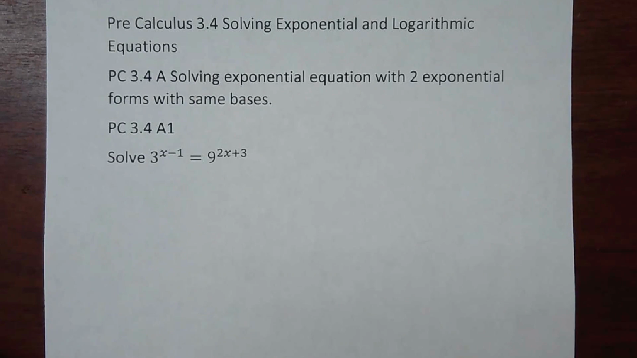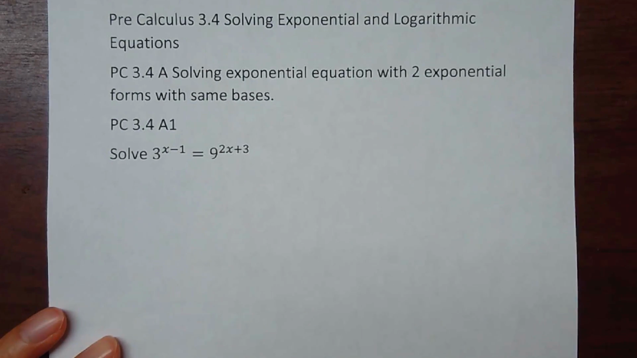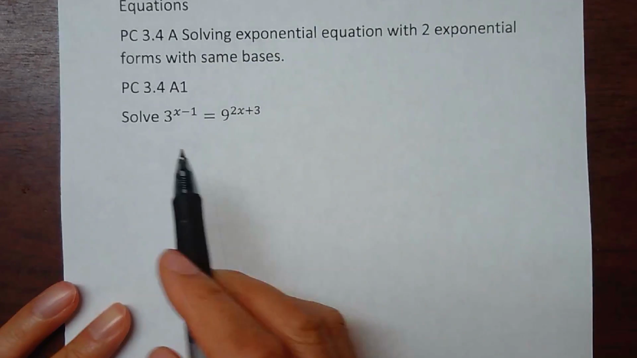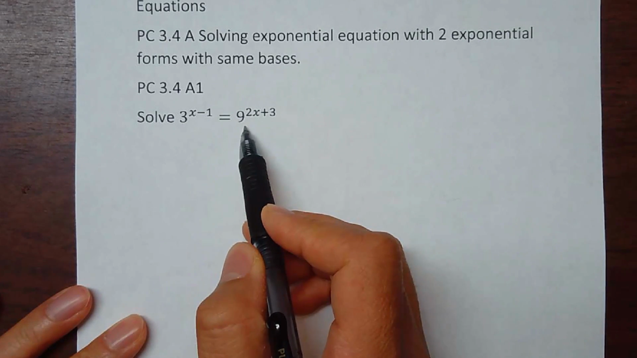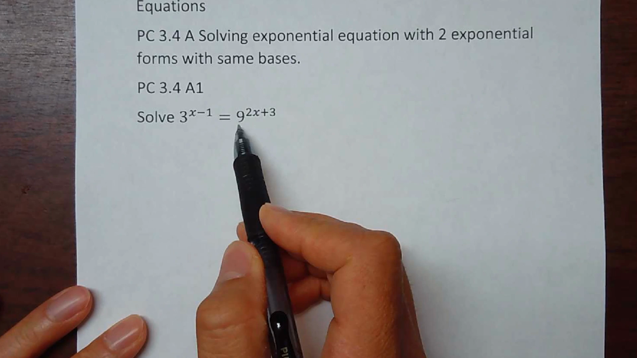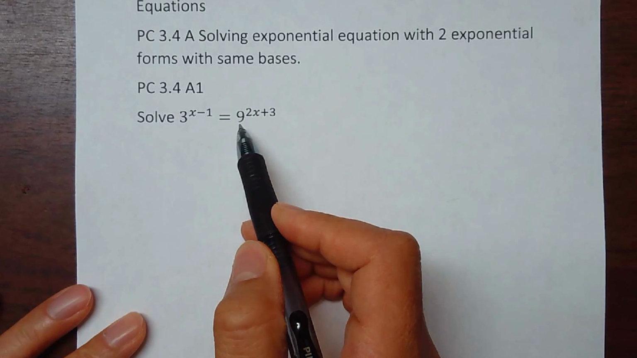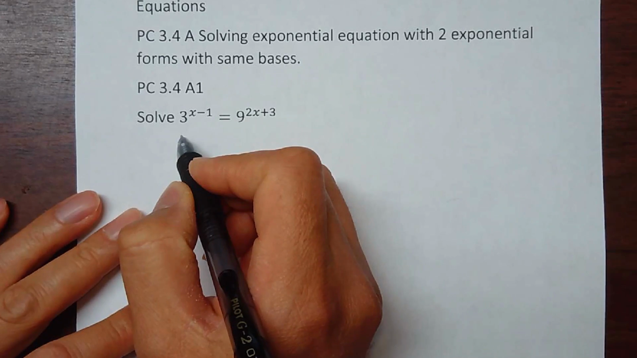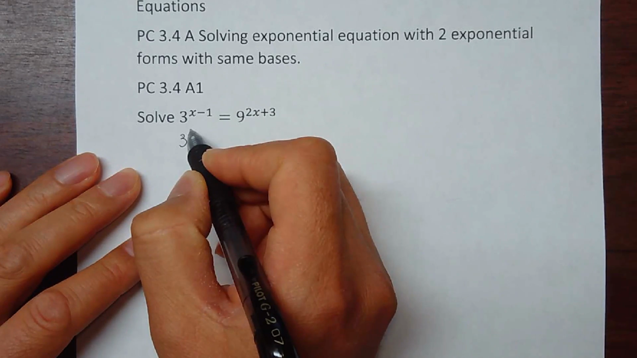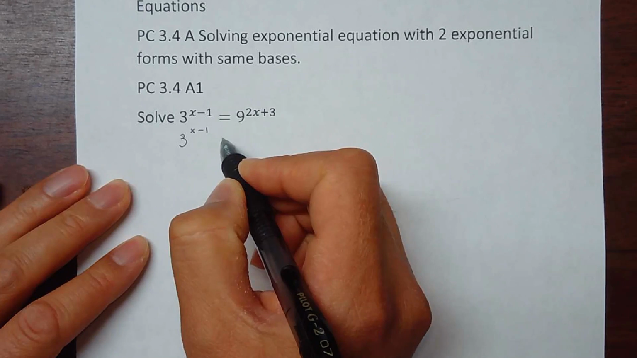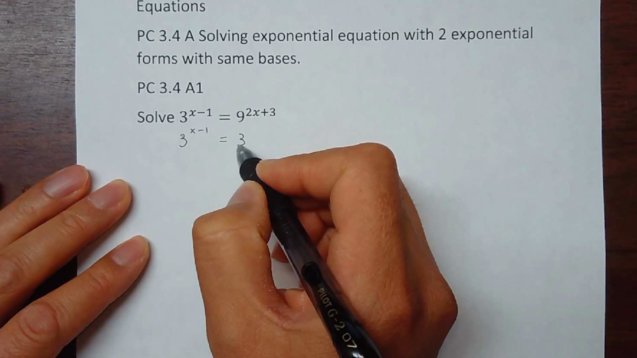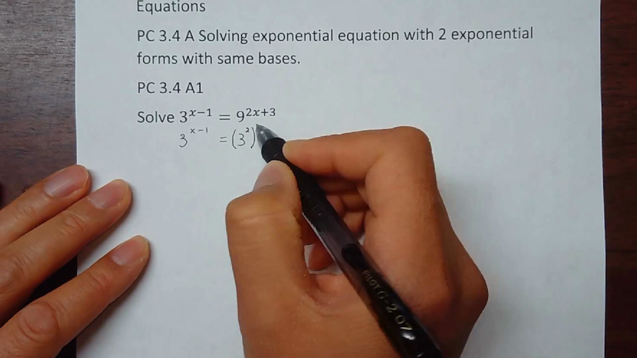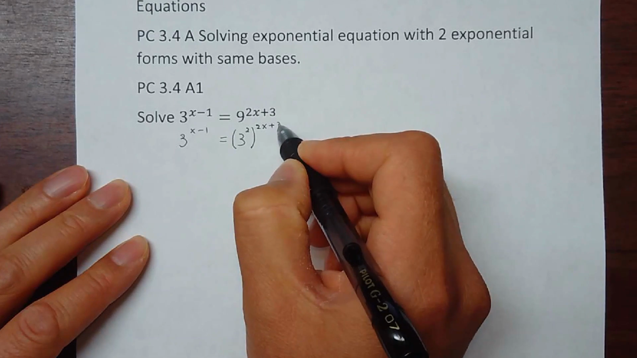Okay, solving exponential equations with two exponential forms with the same base. What I meant by same base: they do have different bases right now, but 9 can be expressed as a base of 3. So we can rewrite this expression as 3 to the power of x minus 1 equal to 9, which is the same as 3 to the second power, to the power of 2x plus 3.